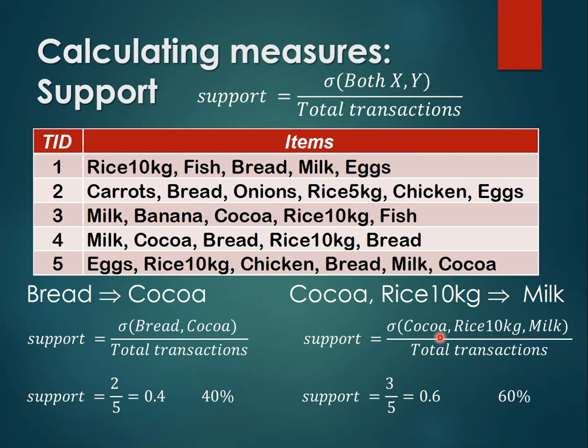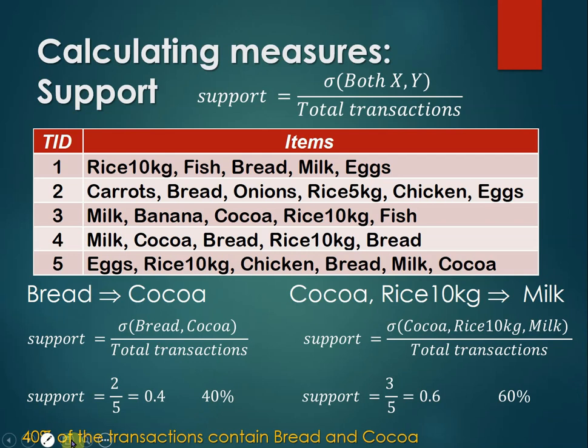The support for this rule is 3 divided by 5 because there are 3 transactions that contain all of these items: cocoa, rice 10 kg, and milk. If you look here, transaction ID number 3 contains cocoa, rice 10 kg, and milk. Transaction ID number 4 also contains all the items, and transaction ID number 5. So we have 3 transactions that contain all of these items divided by 5, which is 0.6 or 60%. What does the support mean?